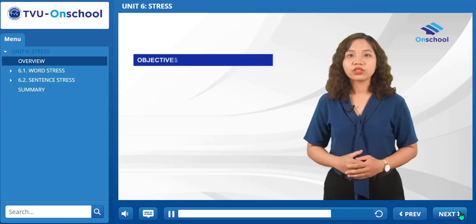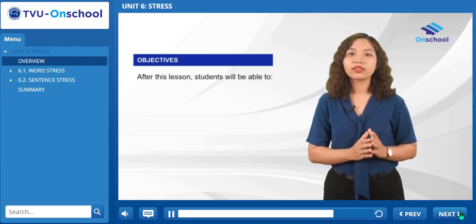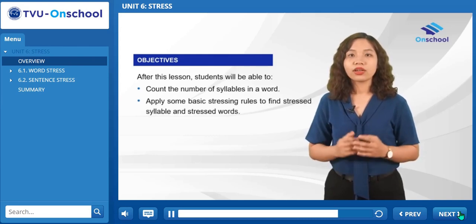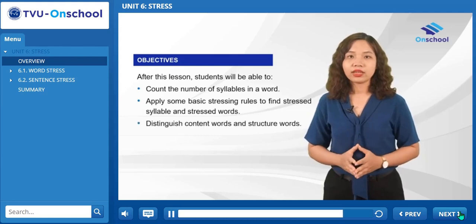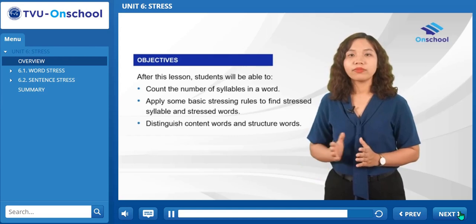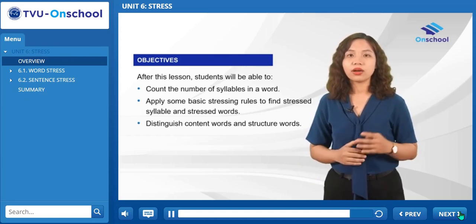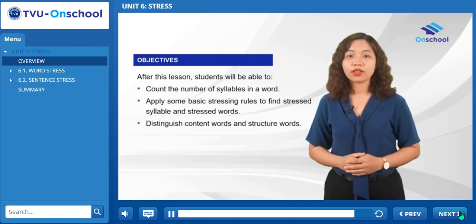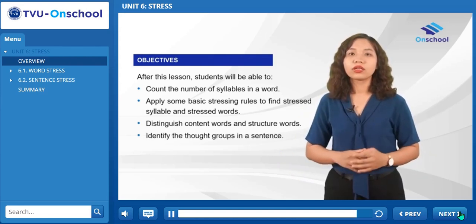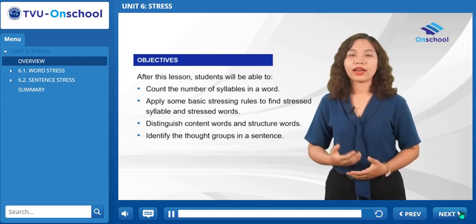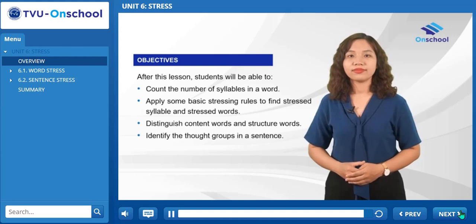Trong bài học ngày hôm nay, chúng ta sẽ cùng đi tìm hiểu đầu tiên cách đếm số lượng âm tiết trong một từ. Tiếp theo, cách tìm trọng âm của một từ có nhiều âm tiết. Chúng ta sẽ cùng đi tìm hiểu về trọng âm từ và trọng âm câu. Đối với trọng âm câu, chúng ta cần phân biệt giữa keywords and structure words. Và phần cuối cùng chúng ta sẽ cùng chia nhỏ những câu, những đoạn dài để làm sao có thể truyền đạt để người nghe có thể dễ hiểu nhất.